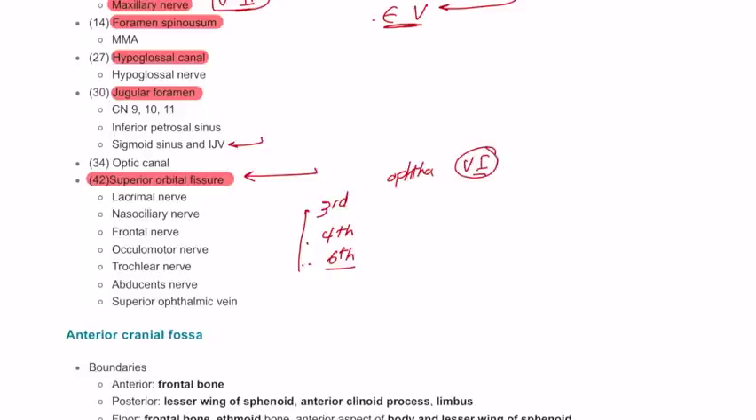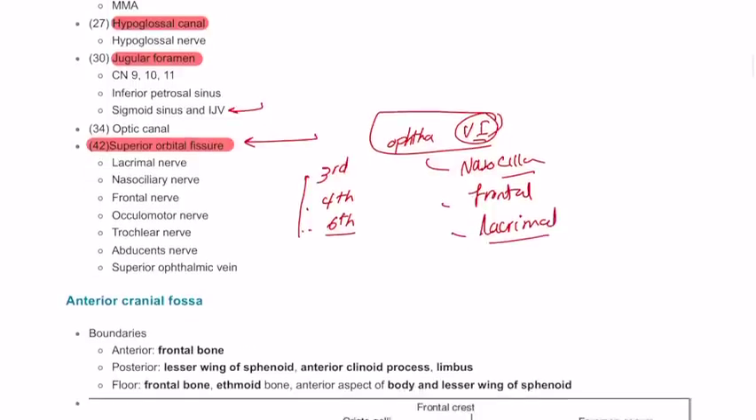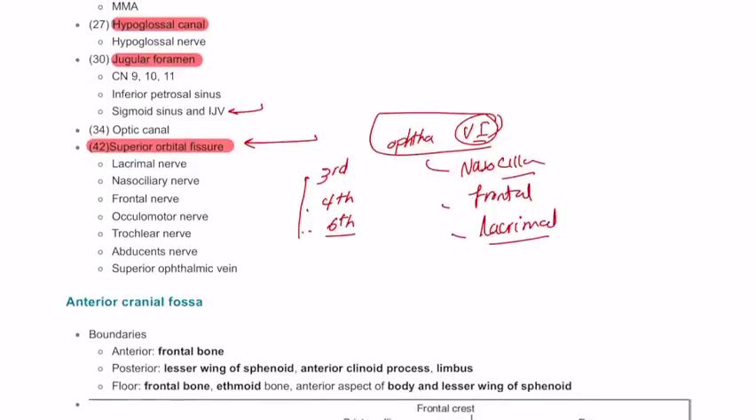So now we get to V1. So ophthalmic will give 3 branches like the nasociliary branch and frontal branch and also the lacrimal branch as well. Okay, so these are the structures that pass in here. And finally, you have the superior ophthalmic vein as well, that can pass through the superior orbital fissure. So lots of 7 structures that pass in here, and we need to cover all of them.